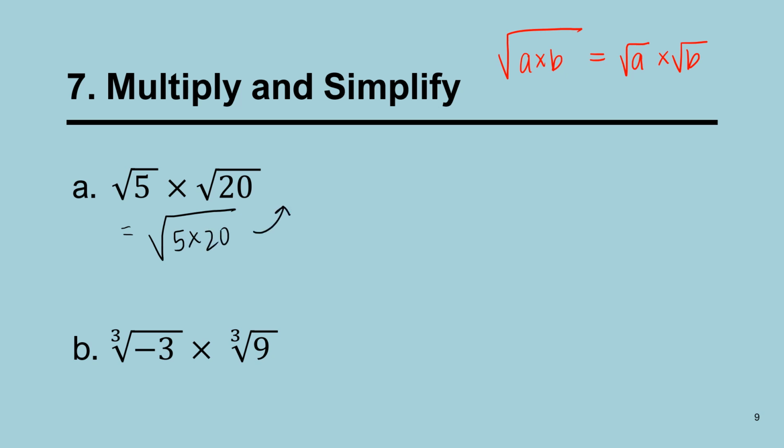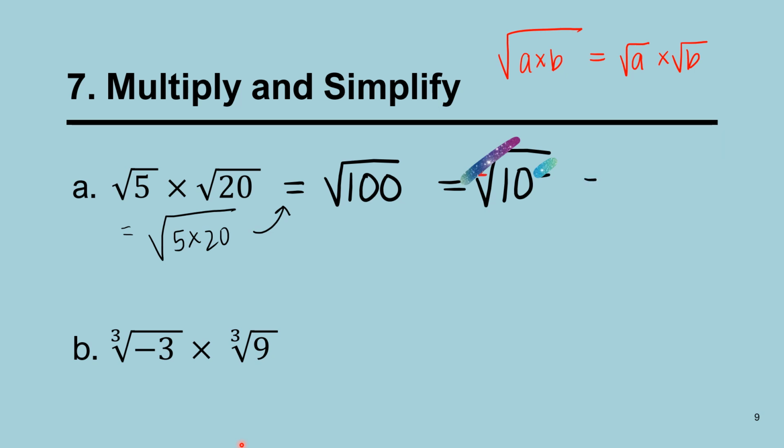What is 5 times 20? It's 100, right? So that's the same thing as the square root of 100. Well, 100 is a perfect square. It's 10 squared. Remember, this is a square root, so the index is 2. It's not written, but it's understood that that's an index of 2. And when your index matches your exponent, they cancel each other out, so the radical cancels with the exponent, and you're left with just 10.